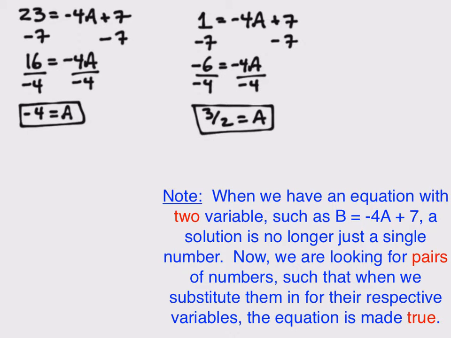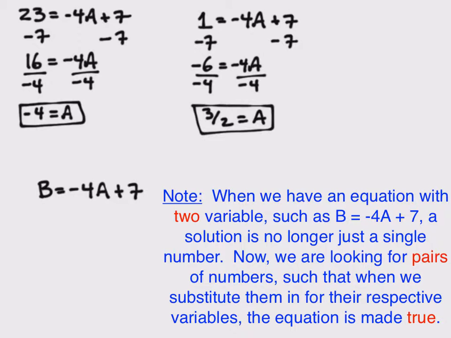However, when we have an equation with two variables, such as b equals negative 4a plus 7, a solution is no longer just a single number. Now we're looking for ordered pairs of numbers, such that when we substitute each of them in for their respective variables, the equation is made true.